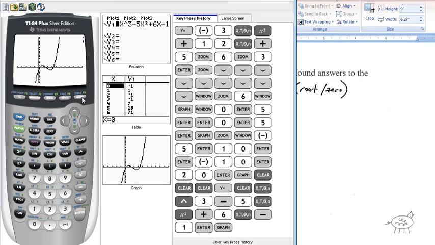Okay, and we graph it. Oh, that actually gave us a nice window. Even if I do zoom standard, zoom 6, it pretty much gave us a really nice graph. So if I look at this, math fans, I've got a couple places.